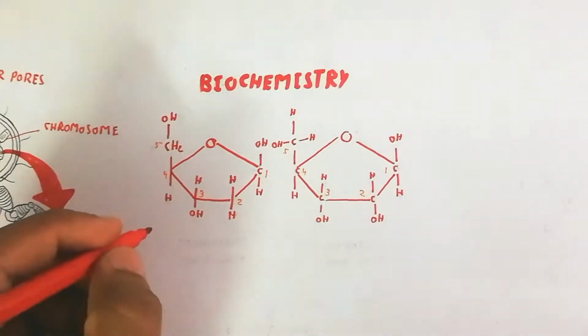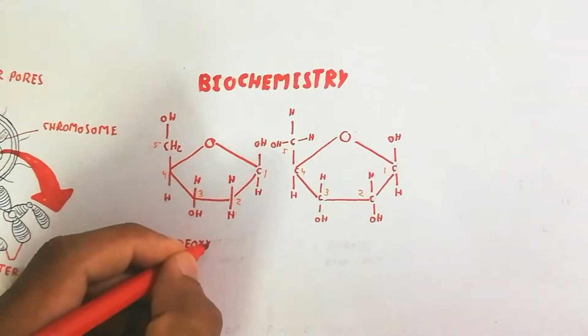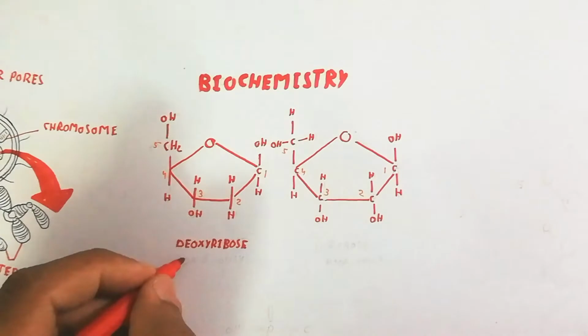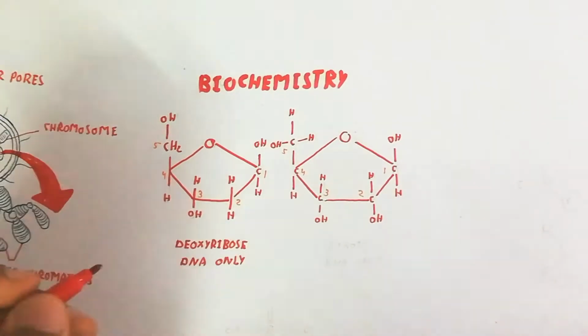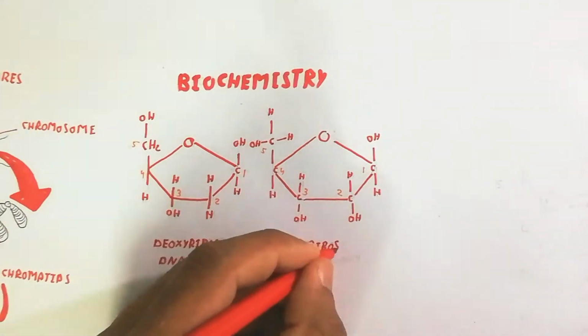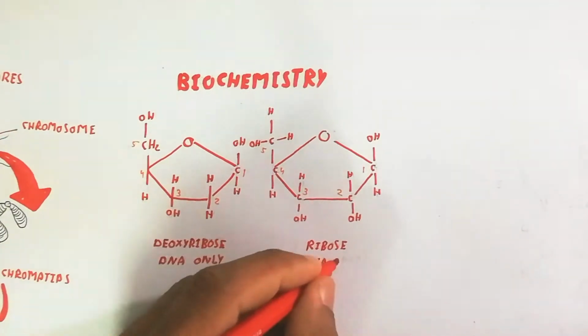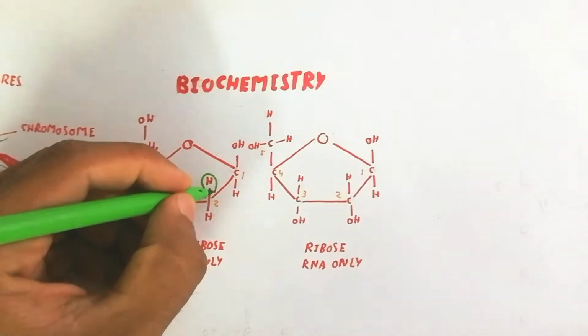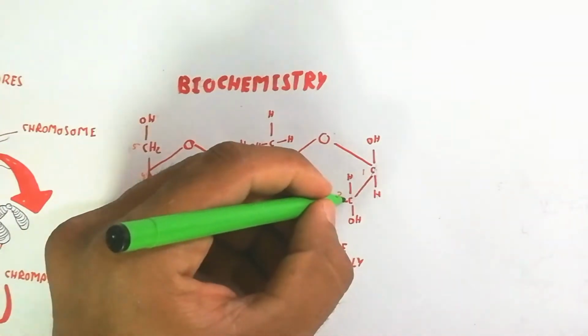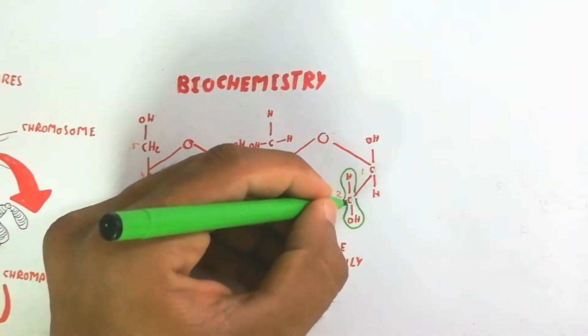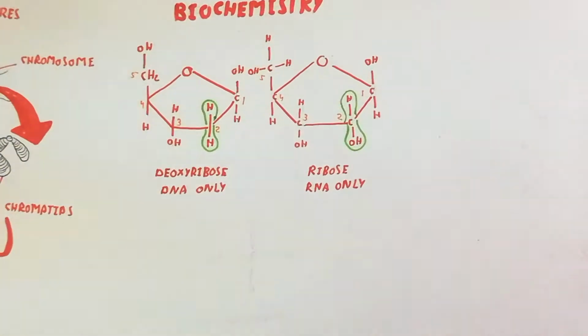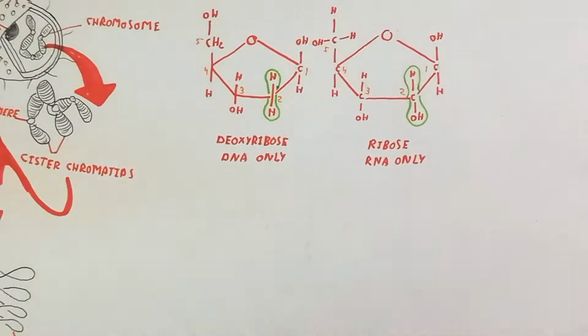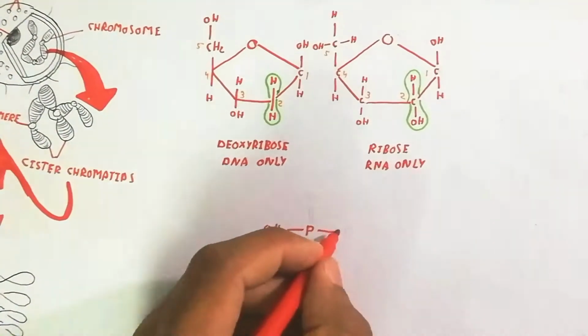Deoxyribonucleic acid means the deoxyribose sugar is present in the DNA. Deoxyribose means the carbon number 2 is contained without oxygen. And here is the ribose, present in the RNA, which contains at carbon number 2 a hydroxyl group, and deoxy means the hydroxyl group is not present at carbon number 2.